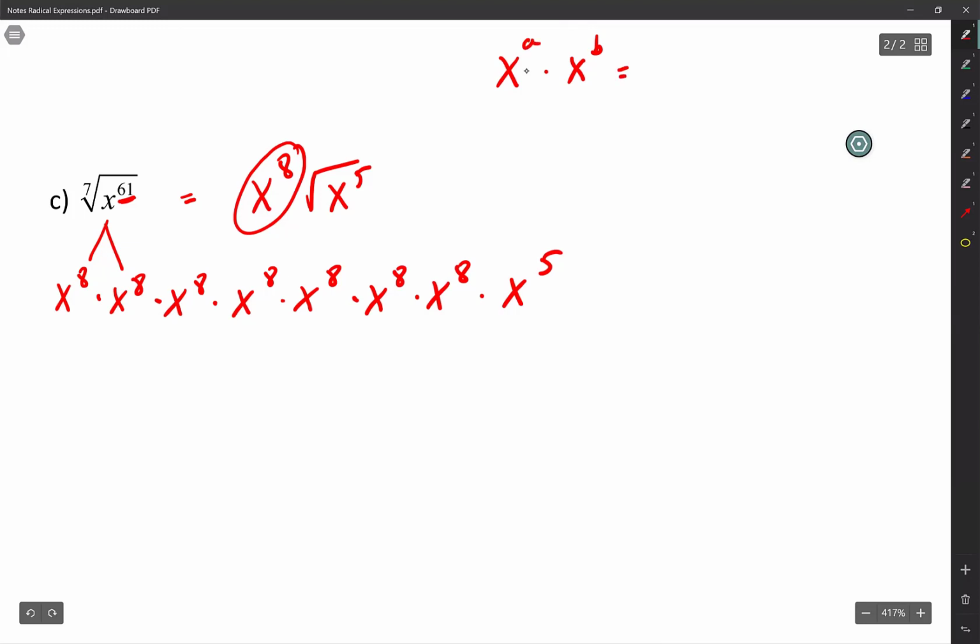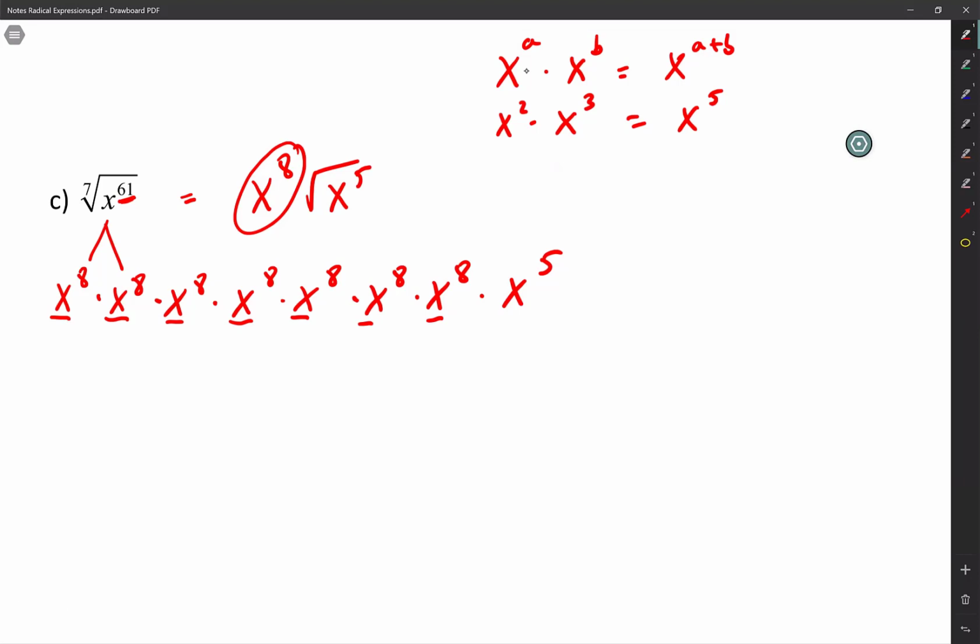The rules were, when your variable is the same, you add up the exponents: x to the power A plus B. I think everyone knows that. So if you do x squared times x cubed, that's just x to the 5th. Do you agree, little Hernandez? Yes. Okay, so check it out. 8 plus 8, that's 16. Another 16, that's 32. Now I'm at 56, and then 5 more, and I'm at 61. So all of this is x to the power 61. Do you agree?